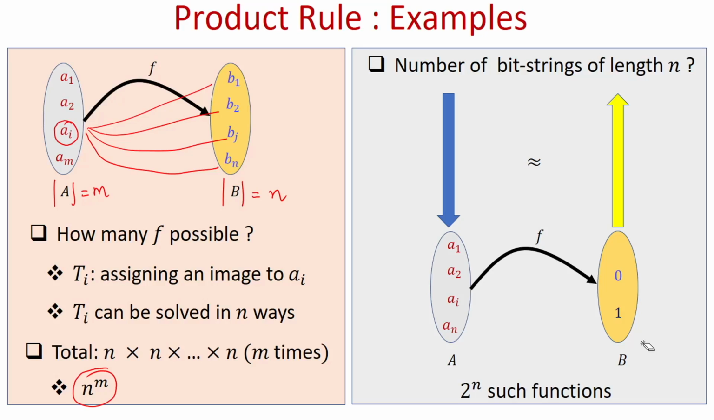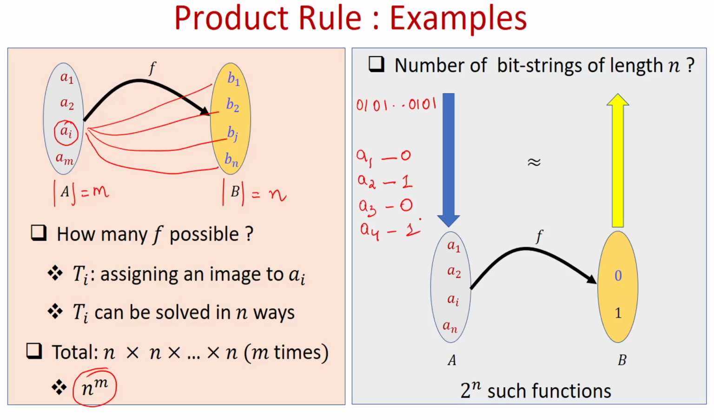If you are wondering what the injective functions are here, consider you are given a binary string of length n, some arbitrary binary string of length n, say 0, 1, 0, 1, like that. Then the corresponding binary function is the following. The mapping of a1 is 0. The mapping of a2 is 1. The mapping of a3 will be 0. The mapping of a4 will be 1, and so on. That's the corresponding binary function.